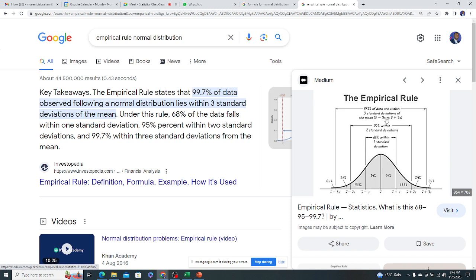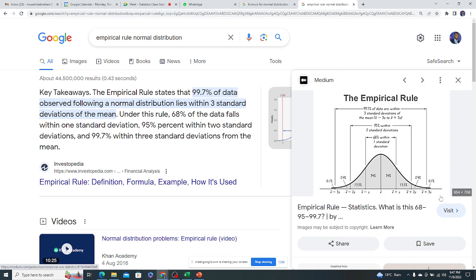Then the second rule is 95% within two standard deviations. So, for example, 95% of the data should be between this part and this part. That's why you can see it's plus or minus, because if it cuts the curve here at the x-axis, then this becomes the negative part of the x-axis.